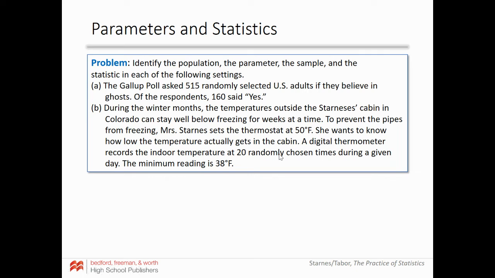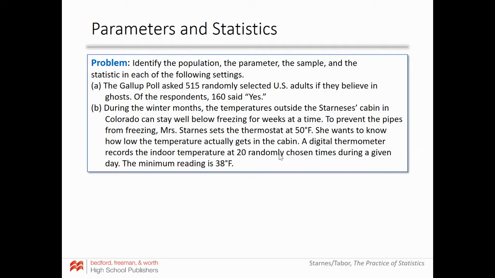So let's identify the population, the parameter, the sample, and the statistic in each of the following settings. The Gallup poll asked 515 randomly selected U.S. adults if they believe in ghosts. Of the respondents, 160 said yes.